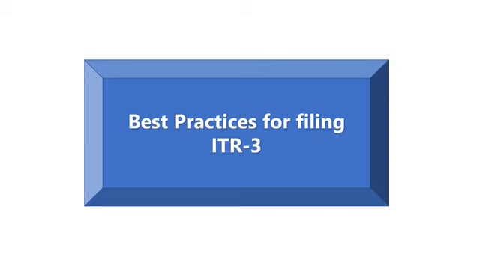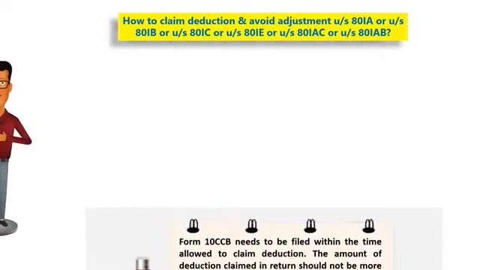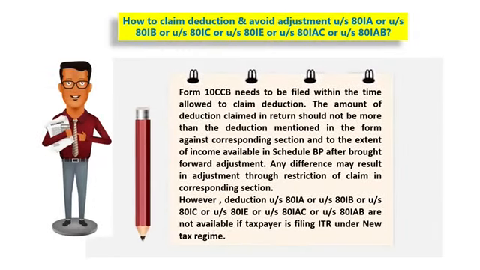Let us now look at some of the best practices for filing Form ITR 3. If you wish to claim the deduction and avoid adjustment under Section 80IA, 80IB, 80IC, 80IE, 80IAC or 80IAB, please note that Form 10CCB needs to be filed within the time allowed to claim the deduction. The amount of deduction claimed in the return should not be more than the deduction mentioned in the form against the corresponding section, and to the extent income is available in Schedule BP after brought forward adjustment. Any difference may result in adjustment through restriction of the claim in the corresponding section.